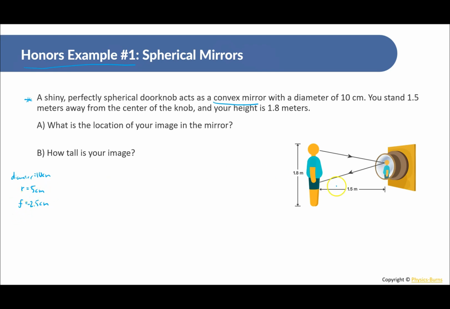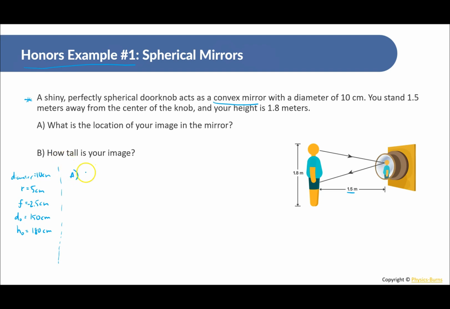Other piece of information. You stand 1.5 meters away, so I'm going to say distance of object. I want to convert everything to the same unit. I'm going to do it to centimeters. So 1.5 times 100, 150 centimeters. Your height of object is 1.8 meters or 180 centimeters. I think that's everything we know. What is the location of your image?